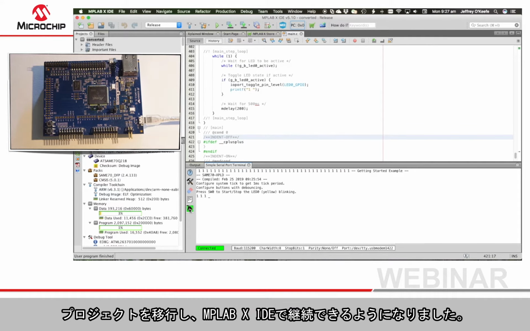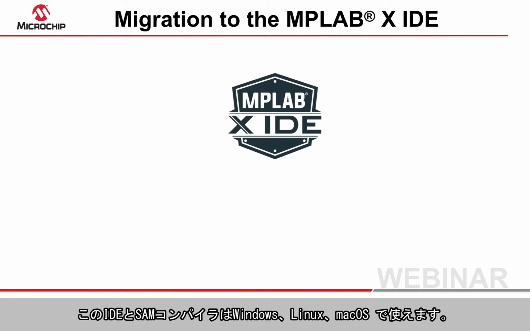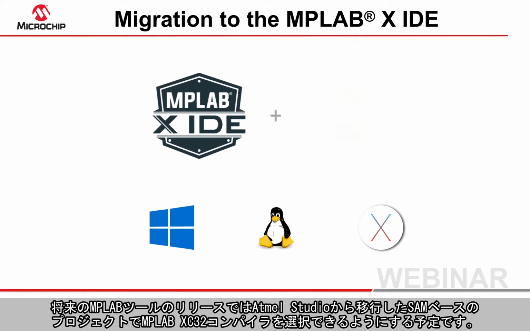With your project migrated, you can now continue its development under the MPLAB X IDE. The IDE and SAM compiler is available for Windows, Linux or Mac OS X, and in future releases of the MPLAB tools, you will also be able to select the MPLAB XC32 compiler for migrated SAM-based projects.